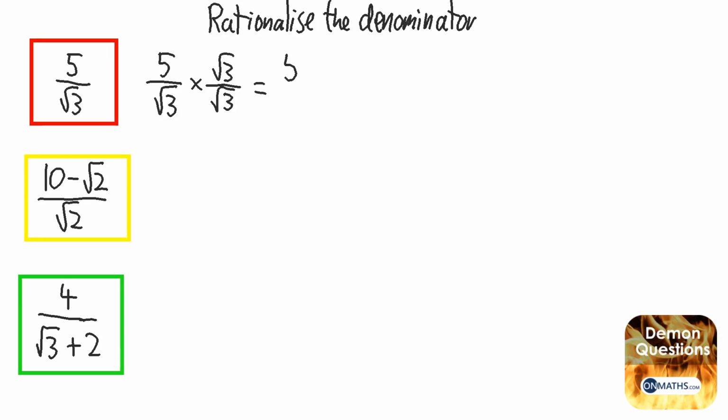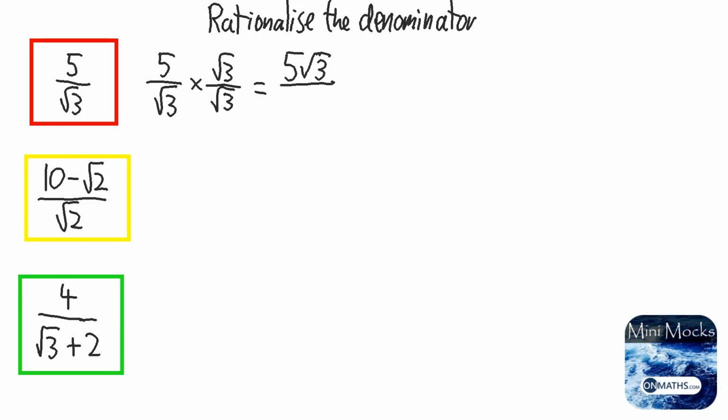At the top we get 5 root 3, but we don't care whether there's a surd there.